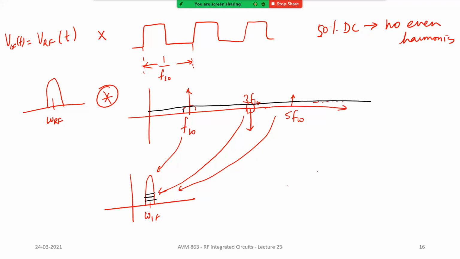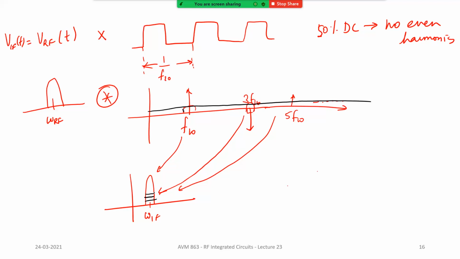Now, for each of them, the conversion gain will be different because the amplitude of the spectrum is going to be different for each of the harmonics, right? If you write the Fourier expression, it will be something like 4 by n pi, or 2 by n pi, depending on how you take the Fourier expansion. So that's how it will be, right?